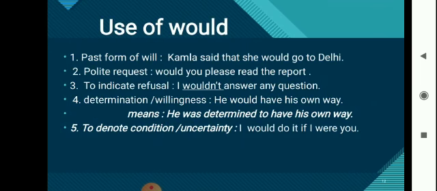Then use of would. First, it is the past form of will. Next we use would for a polite request. Then we use wouldn't to indicate refusal. If you don't want to do something for someone, you say, I wouldn't answer any question. So we use wouldn't for refusal. Then for determination and willingness, would is also used, and to denote condition and uncertainty, we also use would.